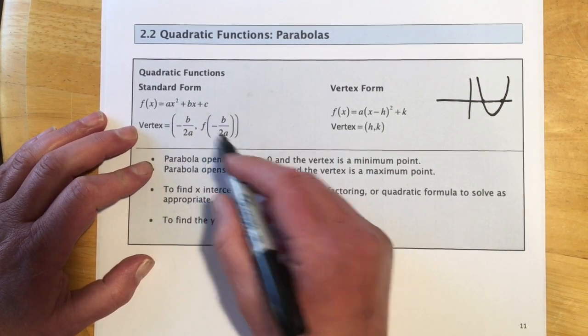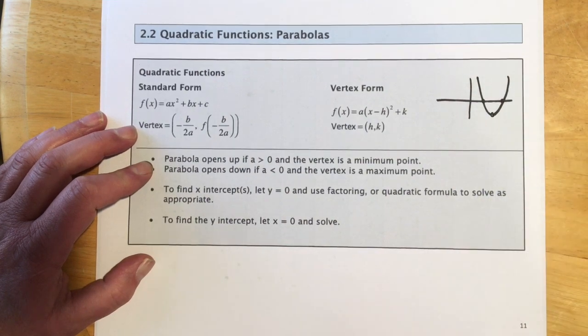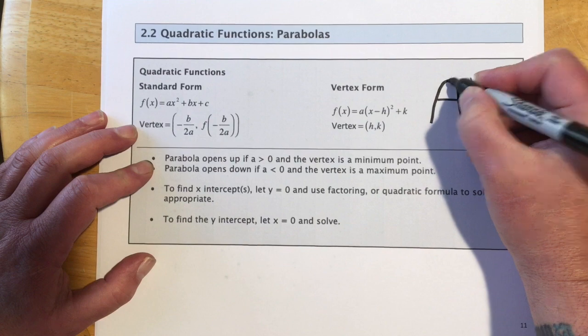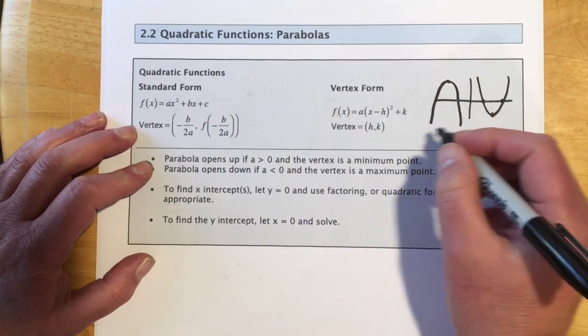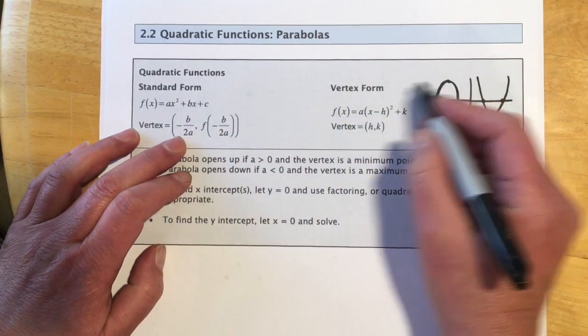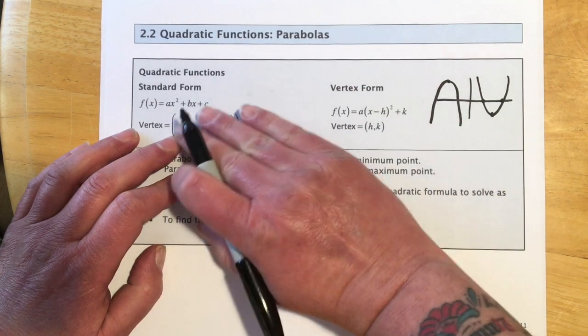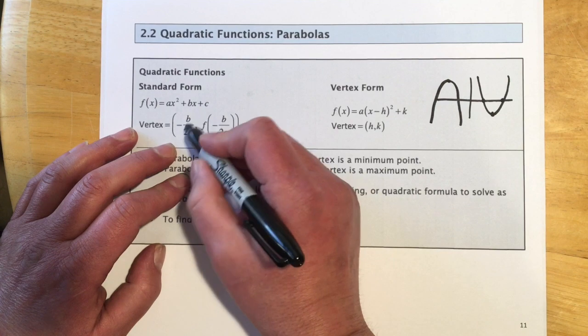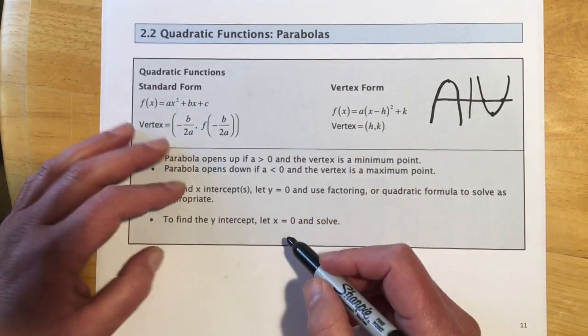From standard form, we can find the vertex, which is this point of the parabola. It's either the lowest point, or if the parabola is opening down, it's the high point. That's called the vertex. To find the x-coordinate, it's negative b over 2a, just like the first part of the quadratic formula. Then to find the y-coordinate, we take the x and plug it back in to get y.